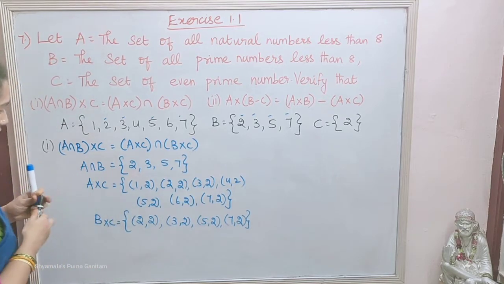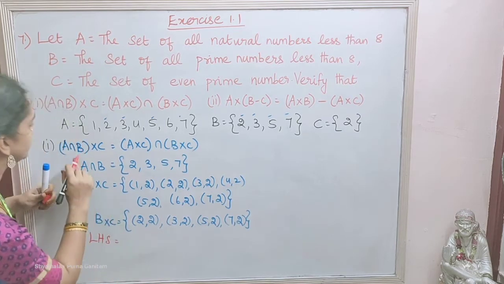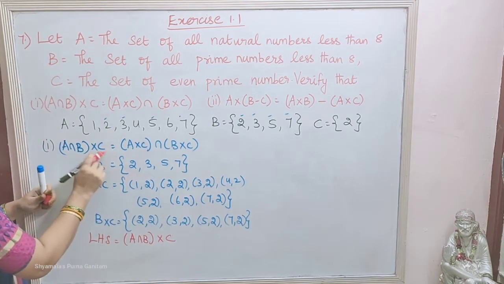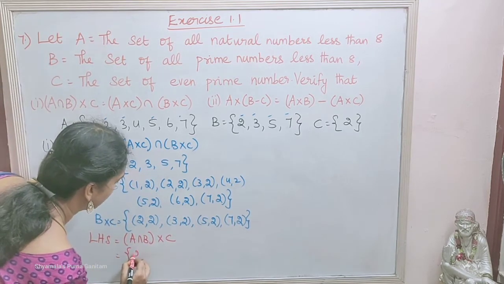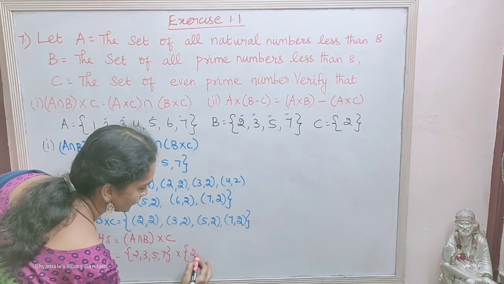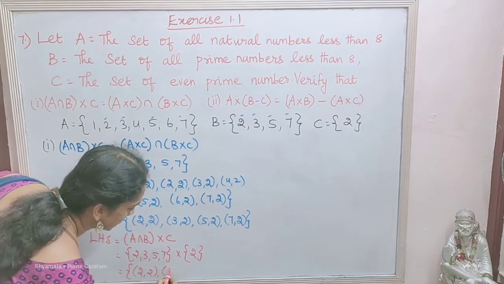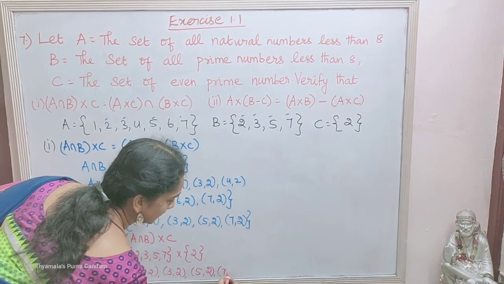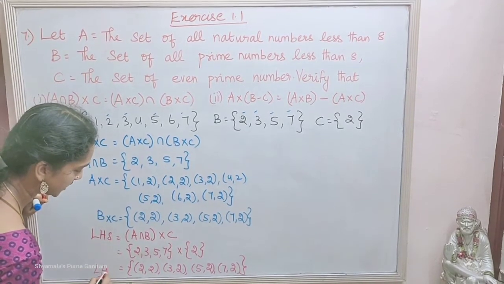Now we will find the LHS. LHS is A intersection B cross C. A intersection B is 2, 3, 5 and 7, and C is 2. If we find the cross product of this, we get (2, 2), (3, 2), (5, 2) and (7, 2). These are the 4 ordered pairs. So this is the LHS value.